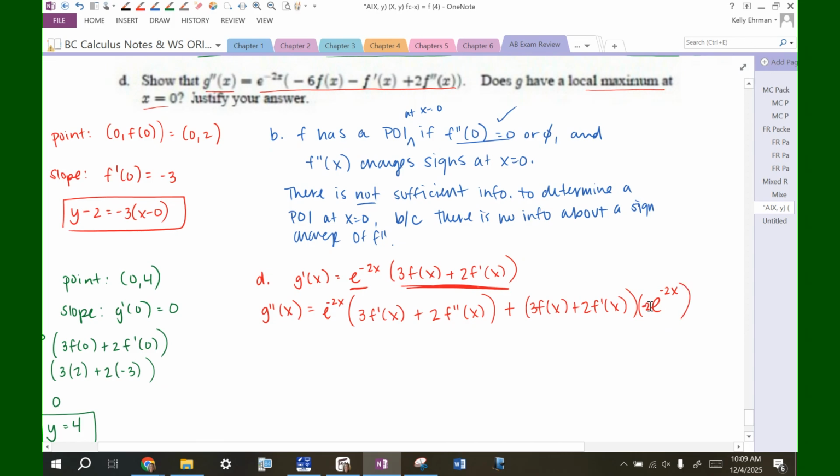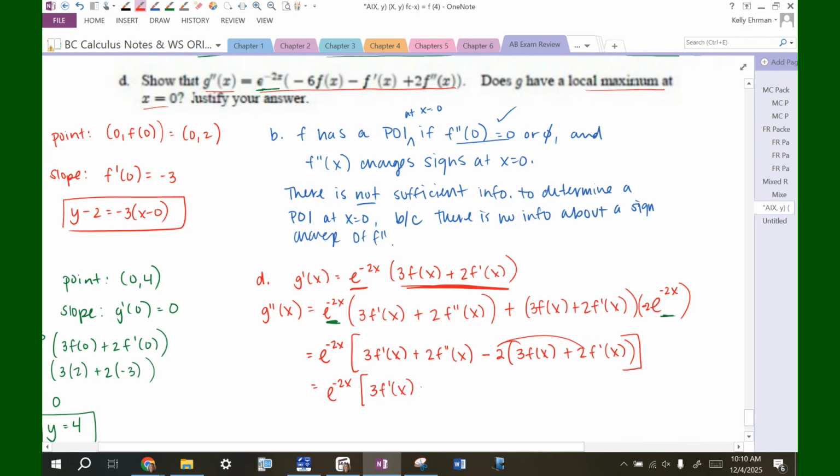All right. And I'm supposed to show that that's this. So I'm probably supposed to factor out, it looks like they've factored out an e to the negative 2x. If I factor that out, I have 3f prime of x plus 2f double prime of x, and there's a minus 2 right here, so minus 2 times 3f of x plus 2f prime of x. And I have to get it all the way to this, so now I need to distribute and combine some like terms.